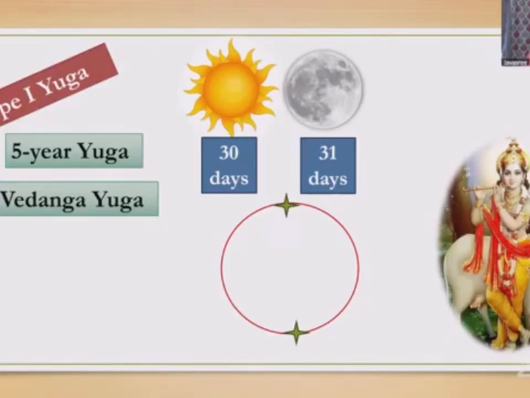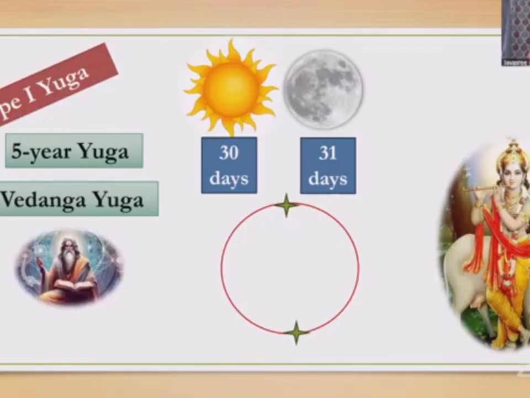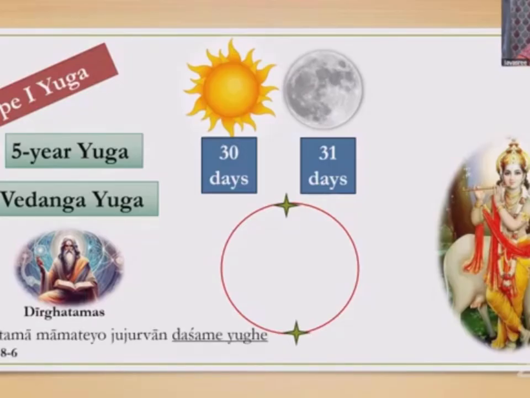Then the question comes, what is the evidence for the earliest use of this 5-year yuga? It comes in the case of Dirghatamas, the rishi without eyesight. And there is a shloka about him in Rig Veda 158.6. Dirghatama mamateyo jujurvan dashame yuge. Dirghatamas became old in the 10th yuga. What is the 10th yuga?